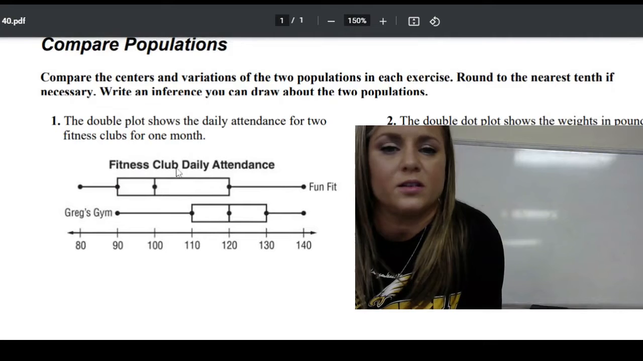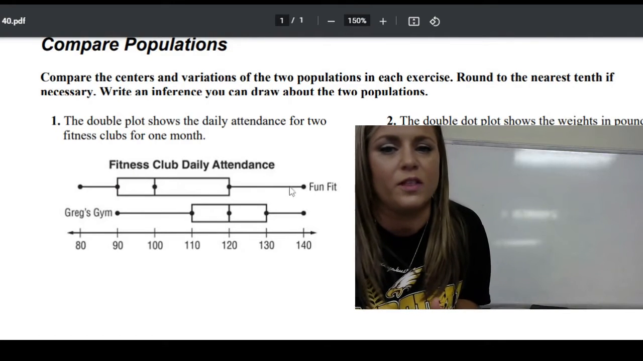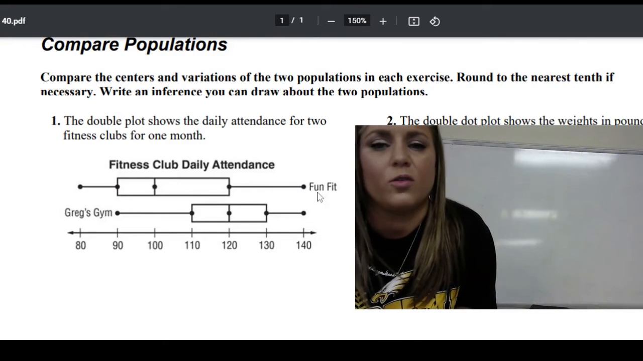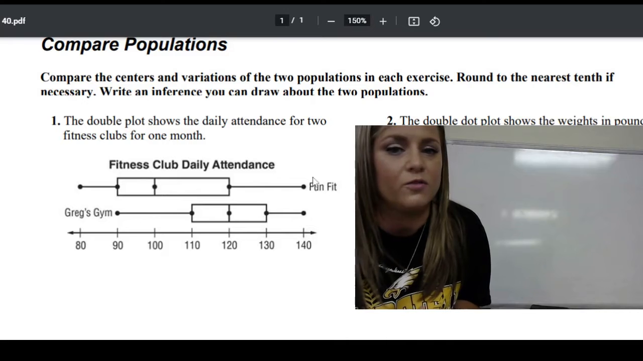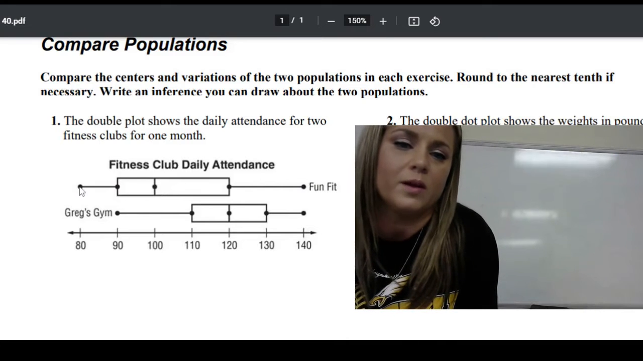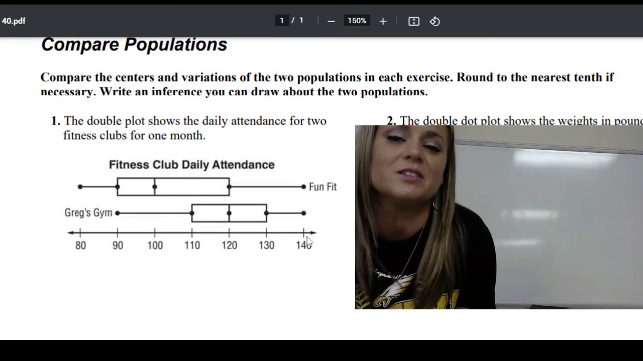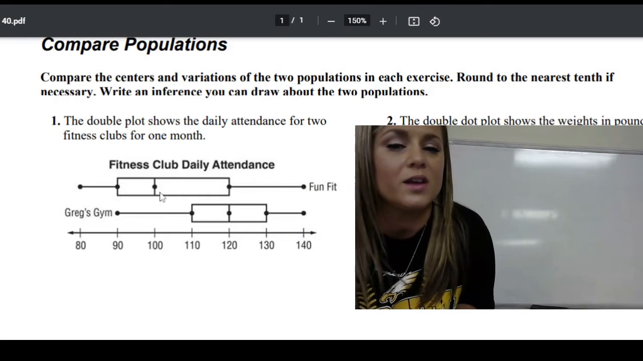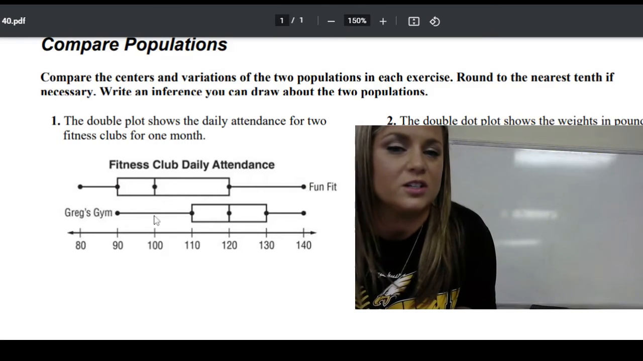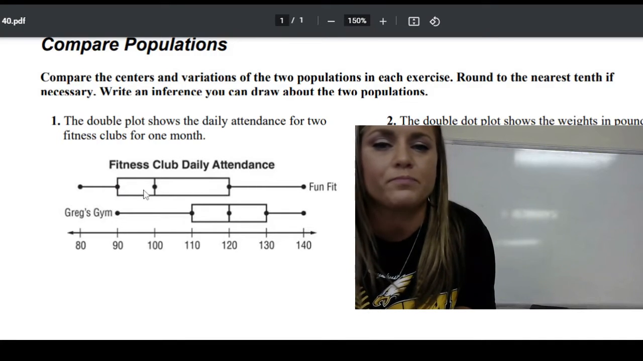So we have fitness club daily attendance right here, and we've got this fitness club's graph, it's a box and whiskers, Fun Fit, and we can see that Fun Fit's minimum attendance is 80, and then its maximum attendance is 140. And we can see the daily average is 100 for the attendance. This is the middle, okay? And then here is the range, okay?